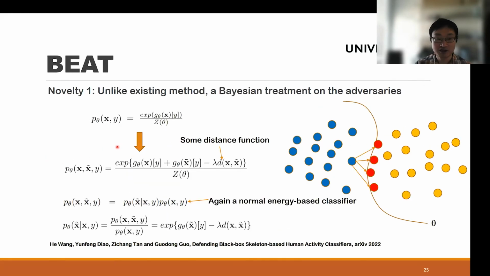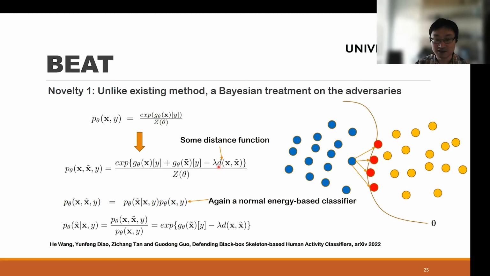Okay, so starting from this example, we're gonna say, let's also think about adversaries. So this is novelty 1. Unlike this method, we first do a Bayesian treatment on all the adversaries. So essentially, we're modeling the whole distribution of adversarial samples. We decided the energy model would look like this. So the same thing as before, but we add this term. We want this value to be high because even after perturbation, we want the classification to be the same. So we want this part to be high. We want this part to be low.